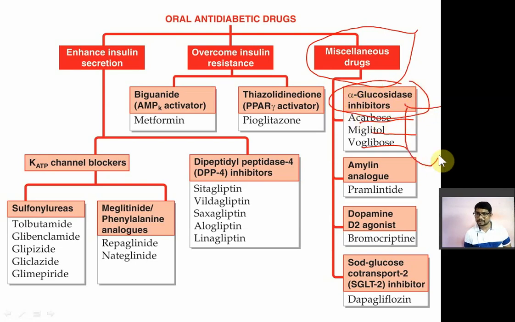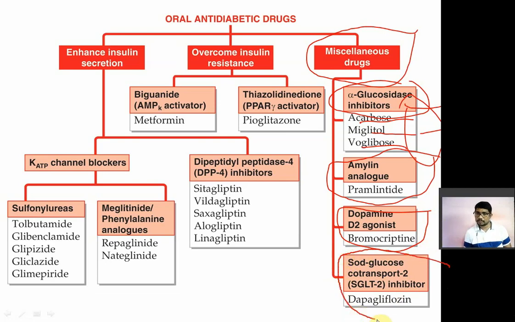And all these three drugs are nothing but oligosaccharide-like. Miglitol, voglibose and acarbose. Then the next class in the miscellaneous is the amylin analog. An example is pramlintide. Remember, amylin analog, pramlintide. Then the next class is the dopamine 2 receptor agonist, bromocriptine. We have also seen this in antipsychotic drugs. Dopamine 2 agonist.